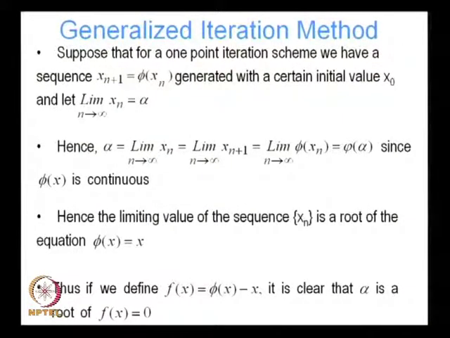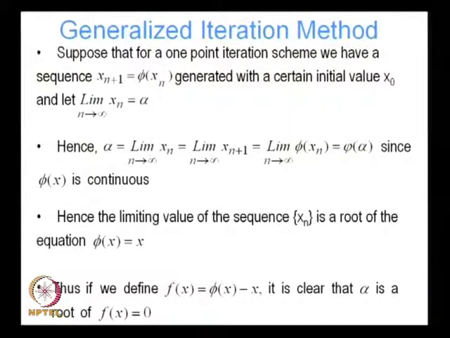Suppose that for a 1 point iteration scheme, we have a sequence x n plus 1 is equal to phi of x n generated with a certain initial value x0, and let us suppose that this sequence is convergent. So, as we increase the number of iterations, as n goes to infinity, x n goes to our unknown solution, which is alpha. So, we can say alpha is the limit of x n as n goes to infinity, and since the sequence x n is convergent, we can as well say that it is the limit of x n plus 1 as n goes to infinity. Since the sequence is convergent, it does not matter whether we take x n plus 1 or x n, because both of them are going to tend to alpha.